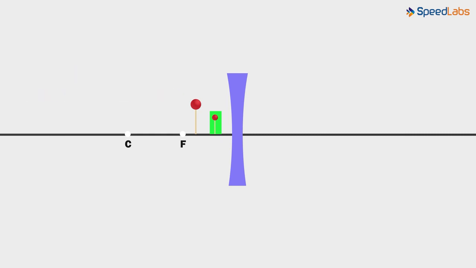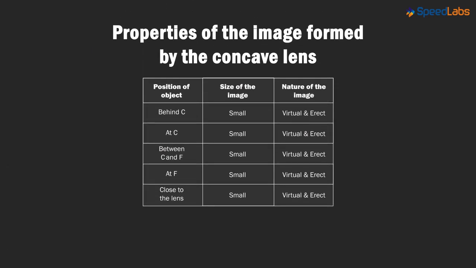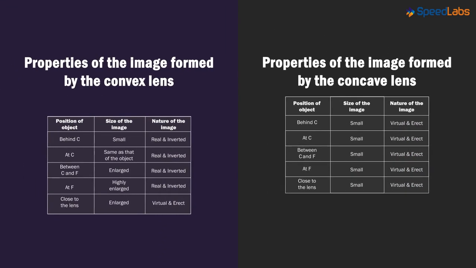Okay, now watch what happens to the image as I move the object away from the lens. You see that the image's size is decreasing even further. Also, the image maintains its virtual nature. Will this always be the case? Yes, the size of the image is always smaller than the size of the object in a concave lens. Also, the image in a concave lens is always virtual and erect. So the properties of an image in a concave lens are very simple as compared to the properties of an image formed in a convex lens.